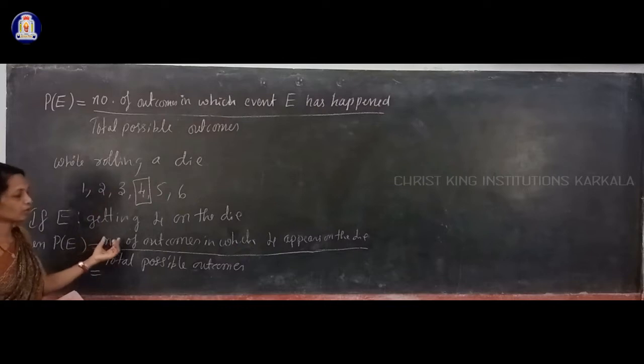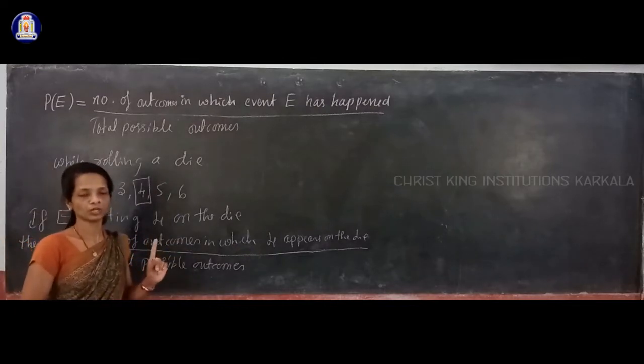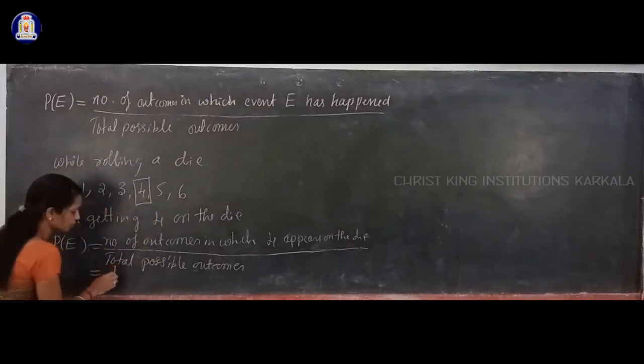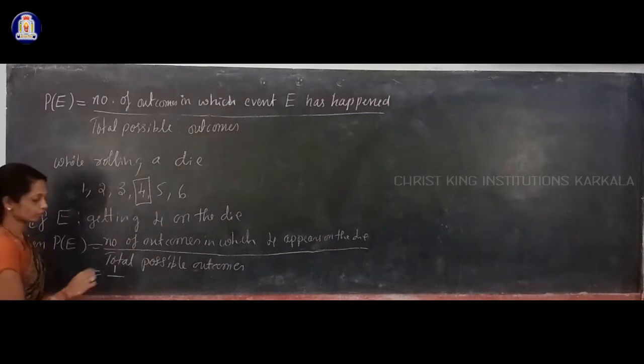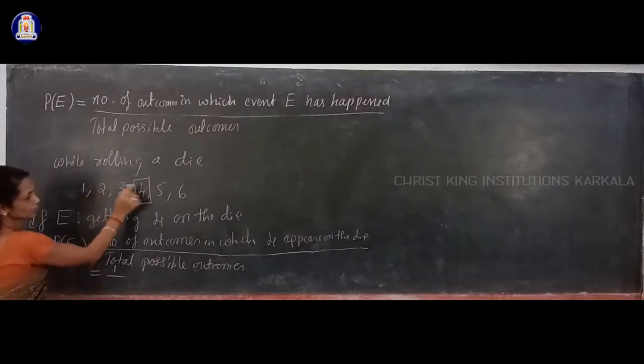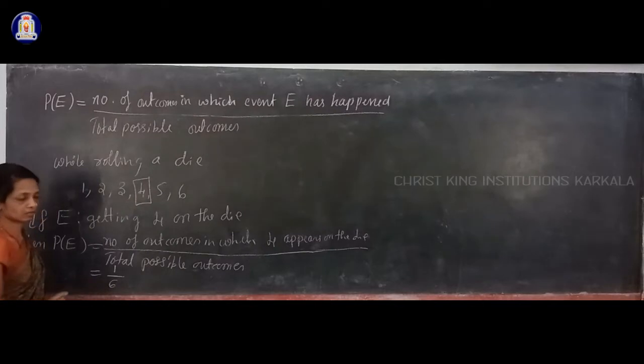So what is the number of outcomes in which 4 appears on the die? You have only one outcome where you have 4, right? So number of outcomes in which 4 is on the die is 1, dividing by total possible outcomes. How many outcomes you have total? That is 1 upon 6. Okay.